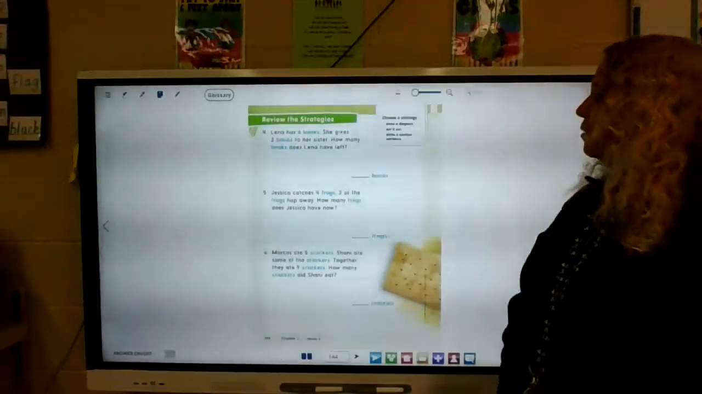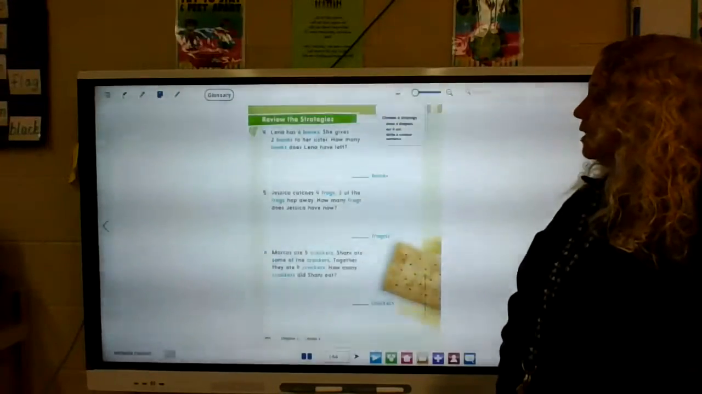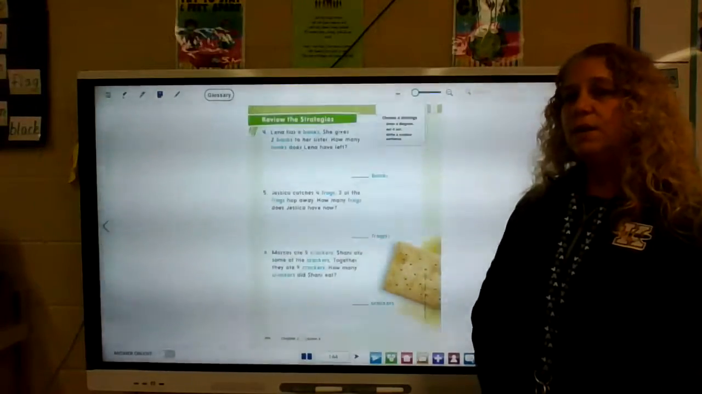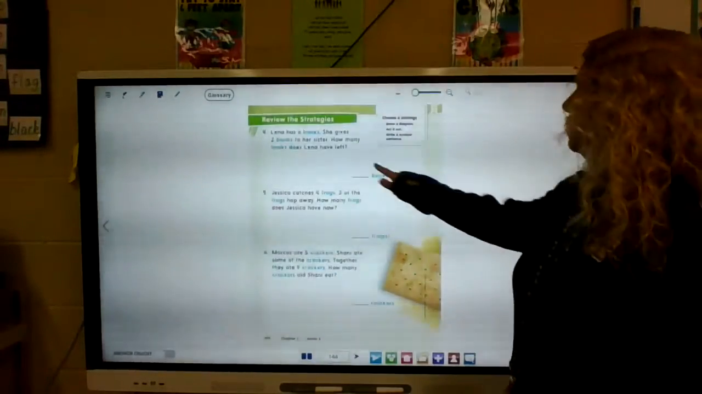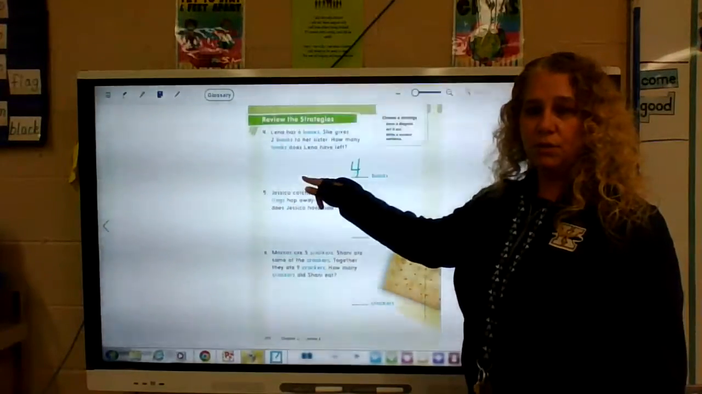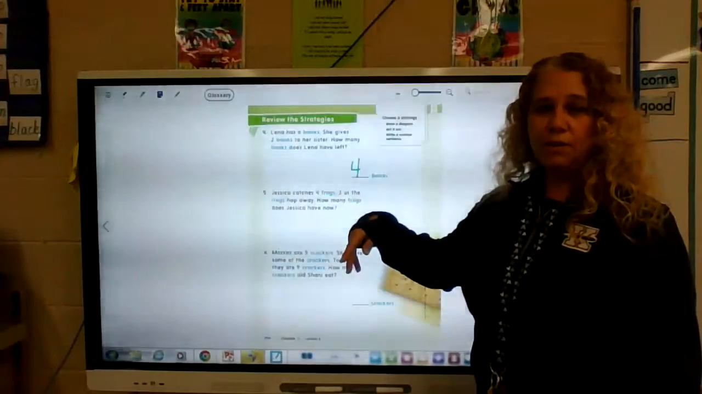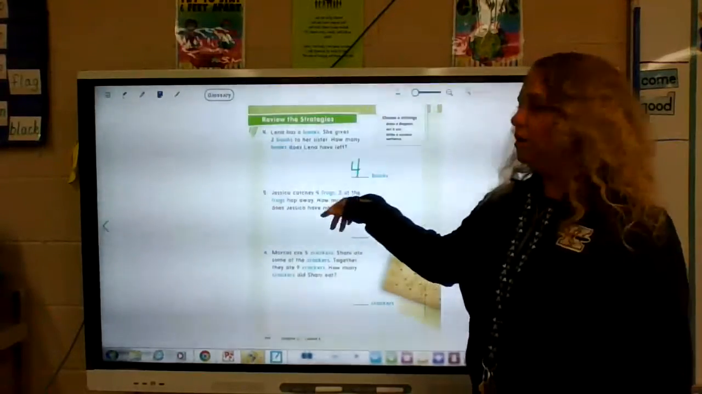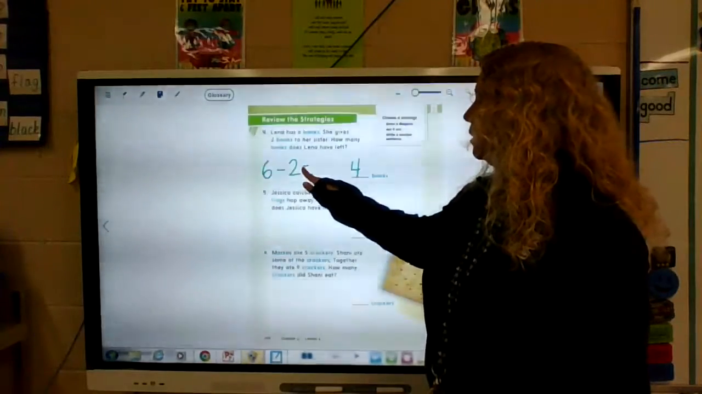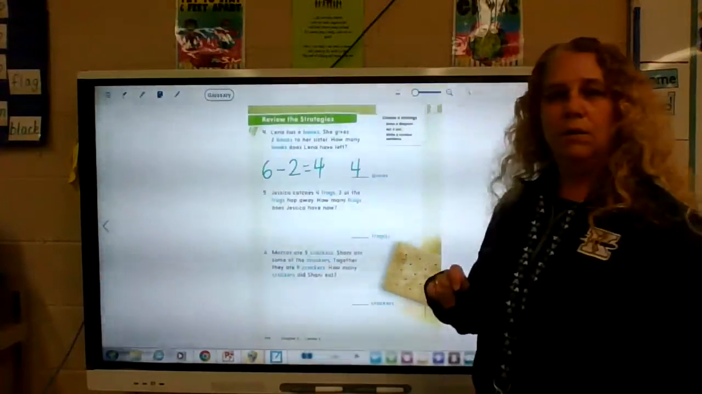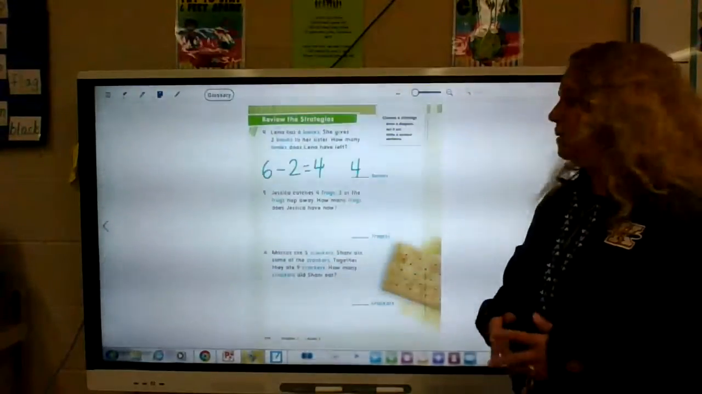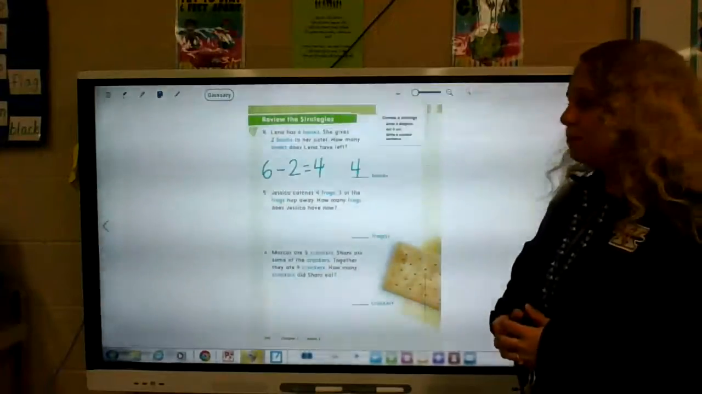Okay, so she had 6 books and she gave 2 away, so what was our answer? 4, right? You either drew 6 books and crossed off 2, or you used your counters, and then I won't see that here. Or you did your number sentence, 6 minus 2 equals 4. Any of those 3 ways is fine to figure it out. Okay? All right, the next one, number 5.